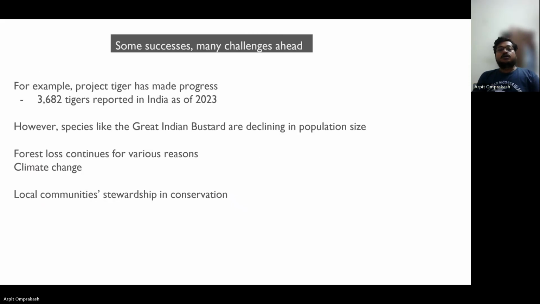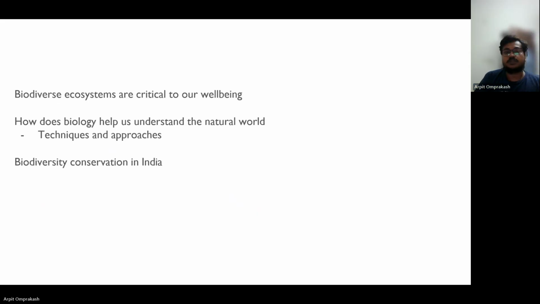Right. However, there are species such as the great Indian bustard which are declining in population size. Forest loss continues for various reasons, and there is a lot of climate change happening. We need local communities to step forward and take part in conservation.